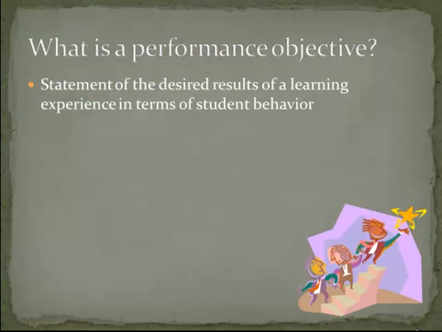A performance objective is just a statement of the desired results of a learning experience in terms of student behavior. A couple of things are very important about that. It's stated in terms of student behavior, not what you as the instructor do. That behavior has to be observable and measurable. You have to be able to see it, and you have to be able to measure it. If you can't see it and you can't measure it, you can't use it as a performance objective.